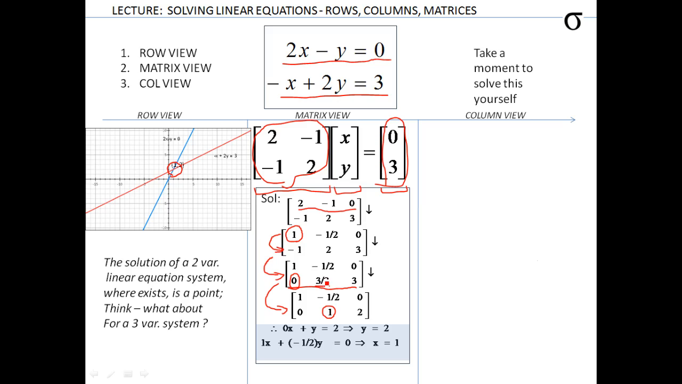Then 3 by 2 divided by 3 by 2 is 1. And 3 divided by 3 by 2 is 2. So 0 divided by 3 by 2 is 0. 3 by 2 divided by 3 by 2 is 1. 3 divided by 3 by 2 is 2.